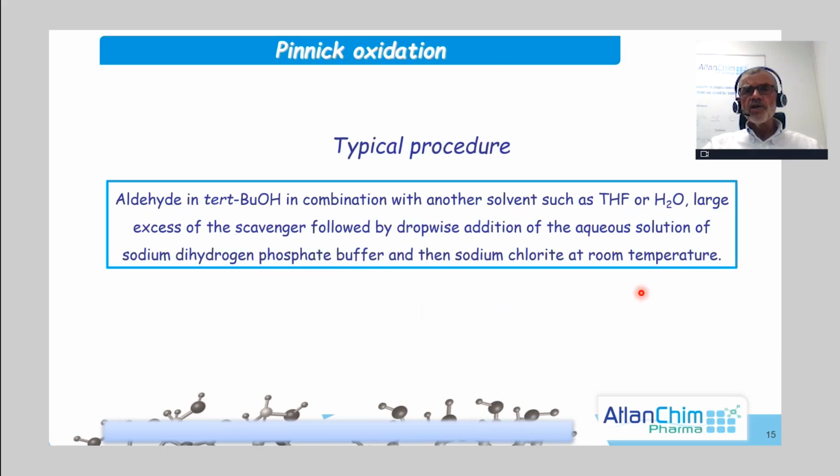In a typical procedure, the aldehyde is dissolved in tert-butanol, often in combination with another solvent, such as THF or water, along with a large excess of scavenger, followed by the dropwise addition of the aqueous solution of sodium dihydrogen phosphate, and then sodium chlorite in aqueous solution at room temperature.